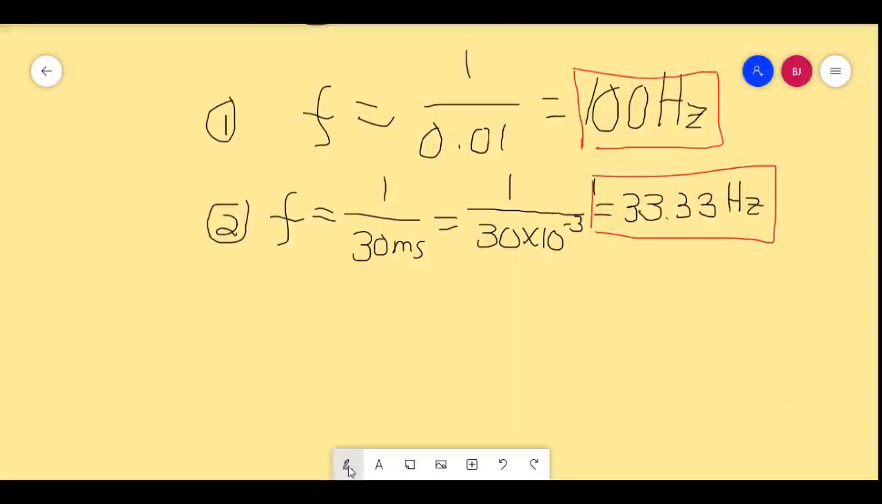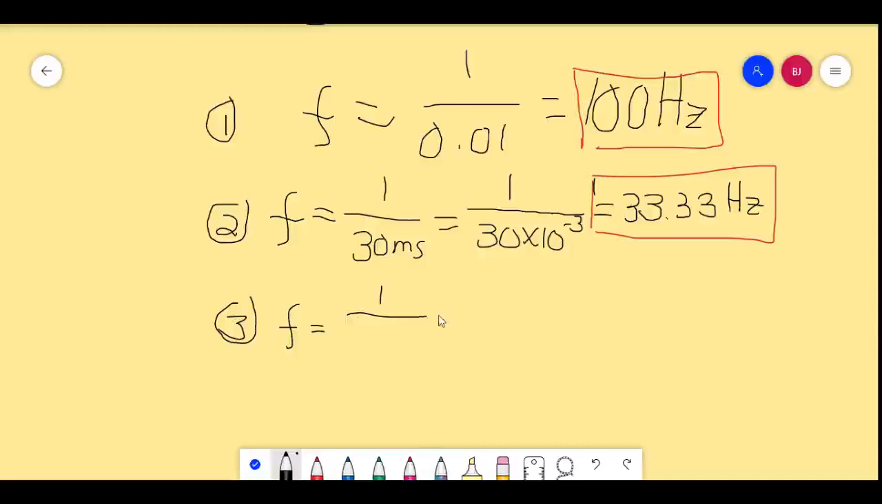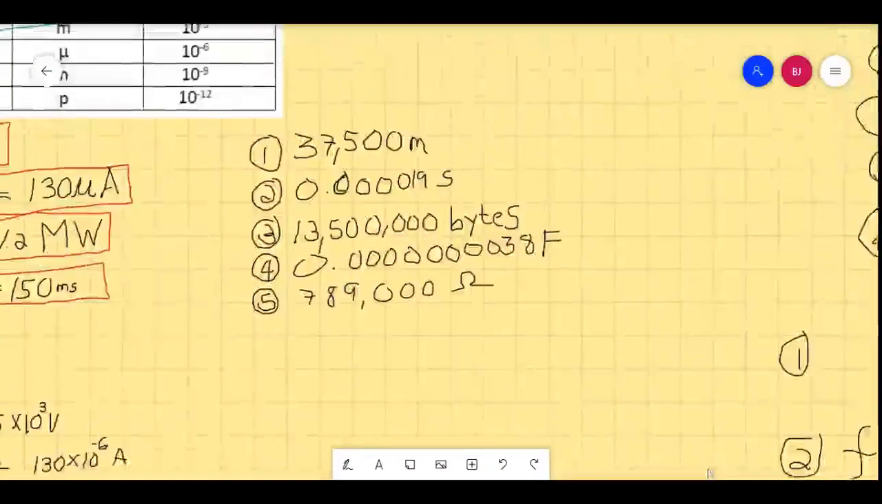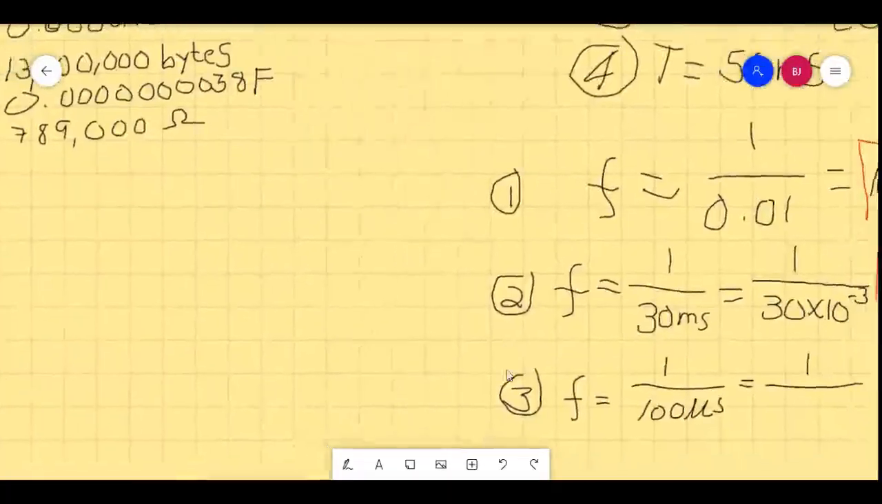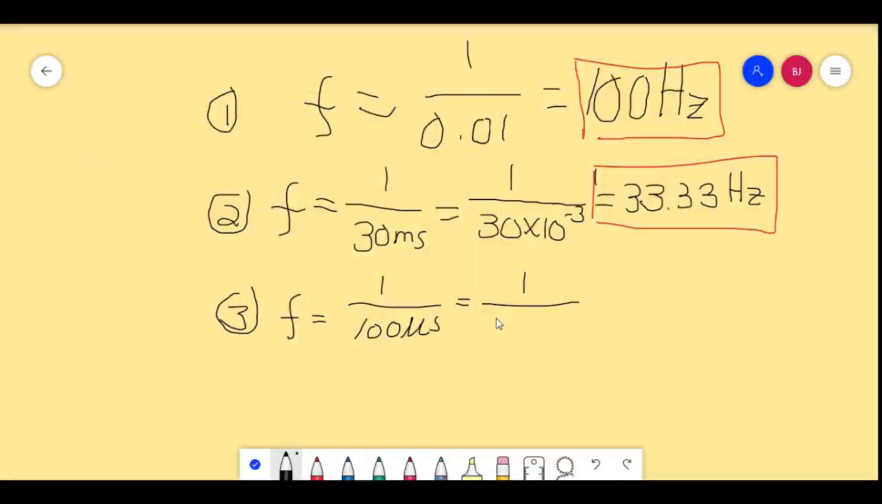Next, we have 100 microseconds. Let's write that up. So number 3, we're trying to look for frequency. Just 1 divided by 100 microseconds. Okay. So we have to rewrite the 100 microseconds. So micro, if we look at our table here, is 10 to the negative 6. So we write that here. Okay. So we write the 100 first, 100 times 10 to negative 6. Okay. And that is what we will put into our calculators.